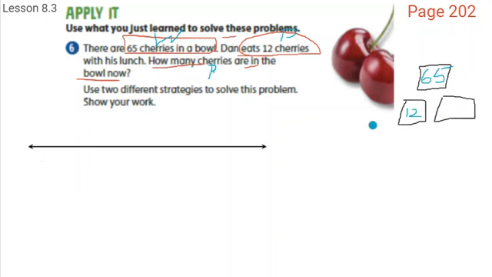But I'm going to use this open number line. So I put the larger number on the right side. So that's going to be 65.